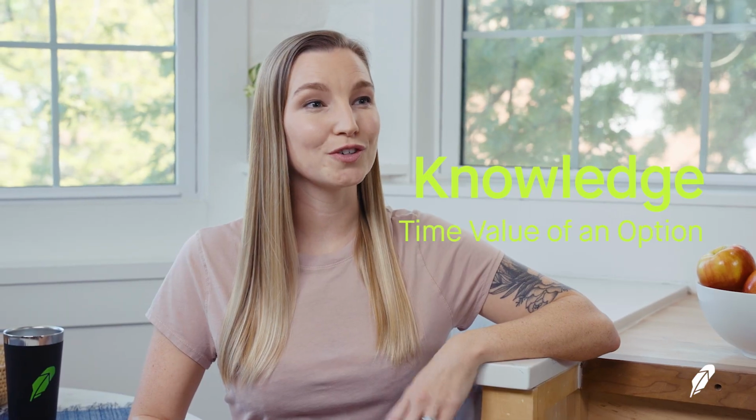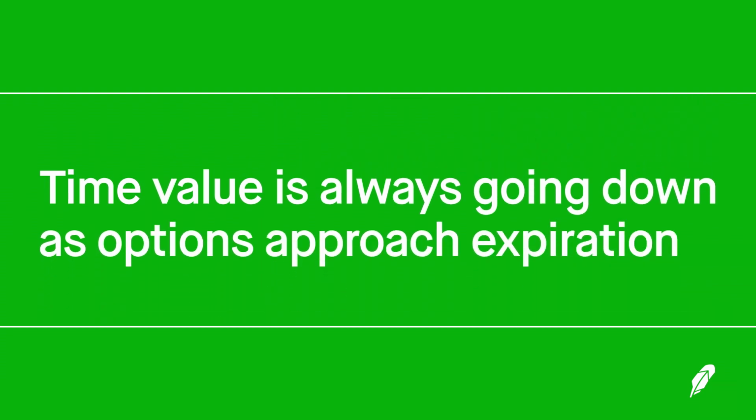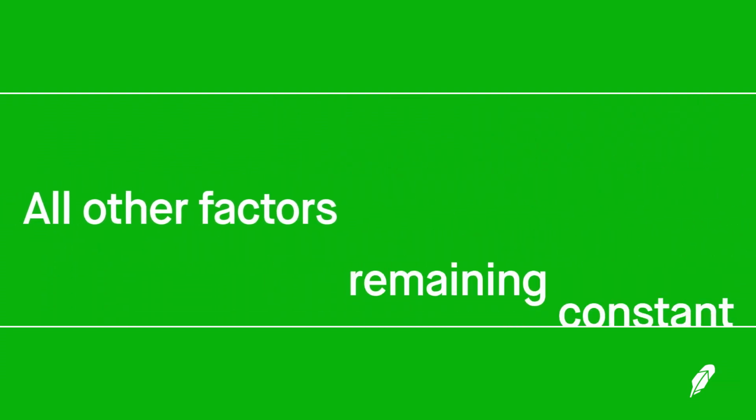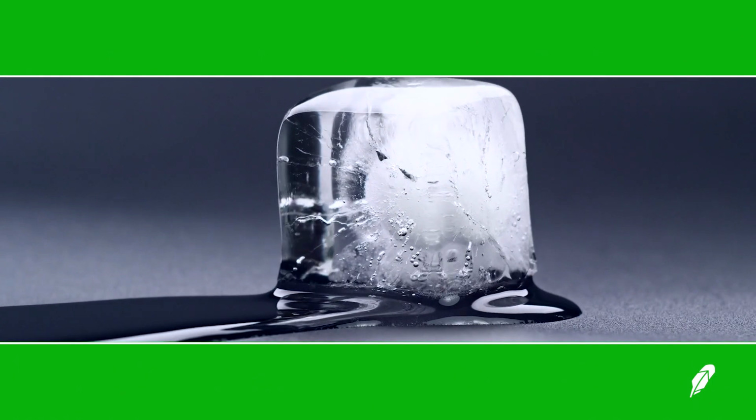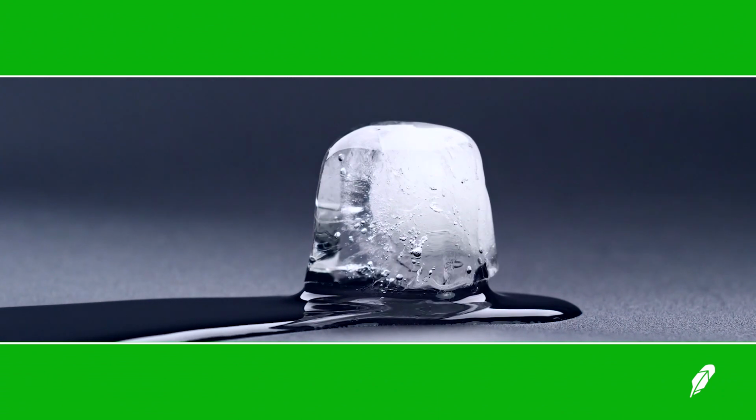Extrinsic value, also known as time value, is always going down as an option approaches expiration, all other factors remaining constant. This is called time decay. It starts slowly, but as time goes by, the rate of decay begins to increase exponentially. Think of time decay like an ice cube. It melts slowly at first, but as the ice cube gets smaller and smaller, it melts faster and faster. An option loses its extrinsic value in a similar fashion.